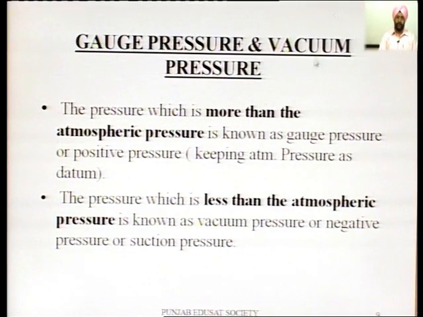Now, regarding the vacuum pressure, it is on the reverse side of gauge pressure. The pressure which is less than the atmospheric pressure is called vacuum pressure, and since it is on the lower side, it is also called the negative pressure, and one more term, suction pressure. So, we have three names for vacuum pressure: vacuum, negative and suction pressure.